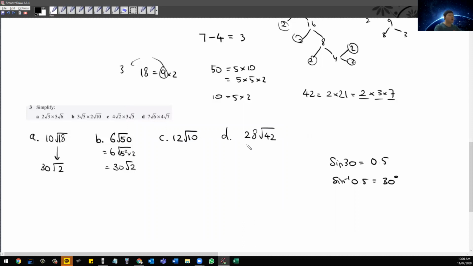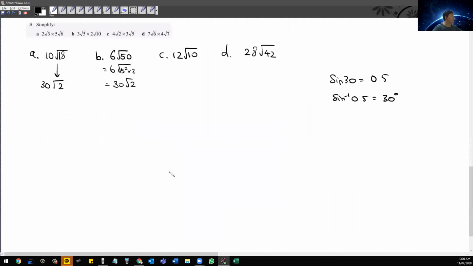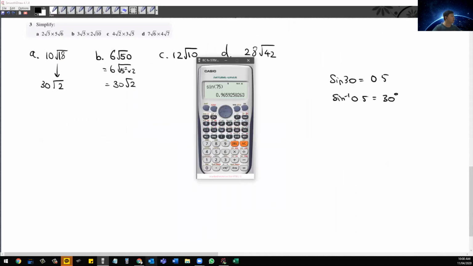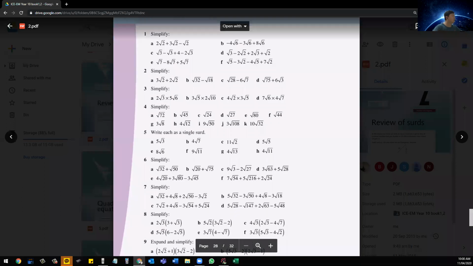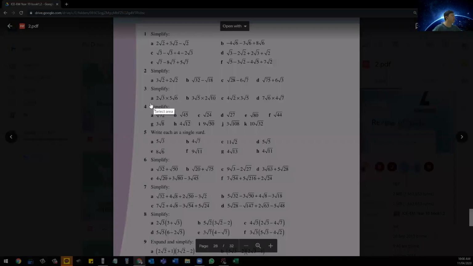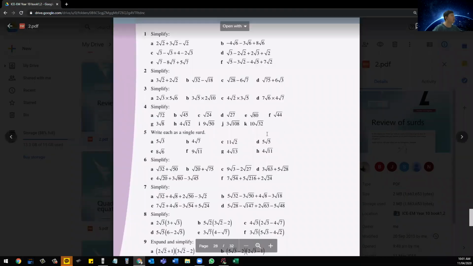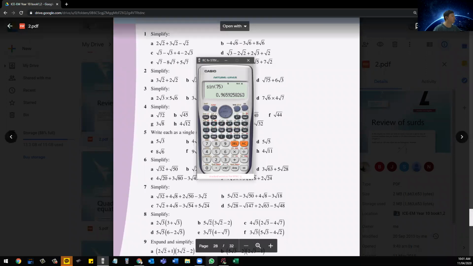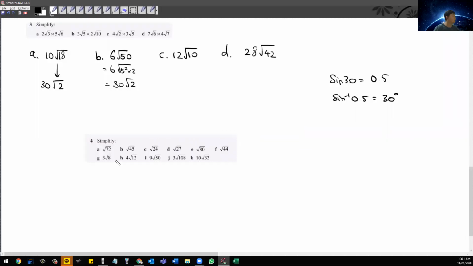Now, that's the answer. Moving on to question 4. Question 4 is about simplification. I'll give you that as homework as well. Simplification. Maybe you guys can try J and E, please, right now.